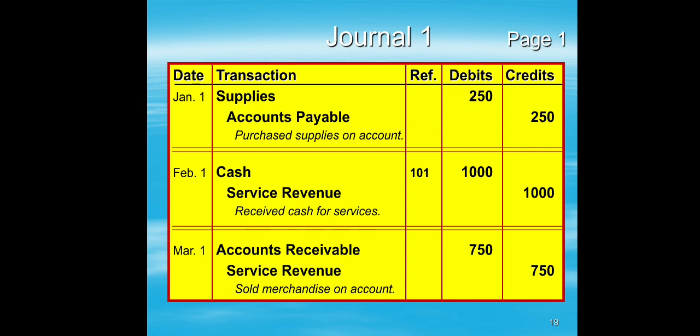Okay, so these are the things that happen when a transaction happens. The person who prepares the account has to do the first step in the accounting cycle, which is to analyze the transaction, and then the second step is to record it in the journal every day.